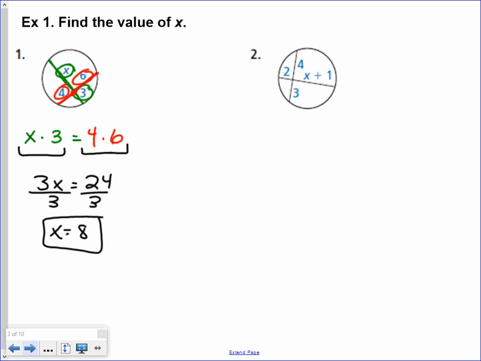Okay, on our second one, same thing. Here's one chord. Let's go ahead and multiply those two pieces of the chord together. And you have to use the pieces that are on the same chord, so meaning collinear. They have to be on the same line.